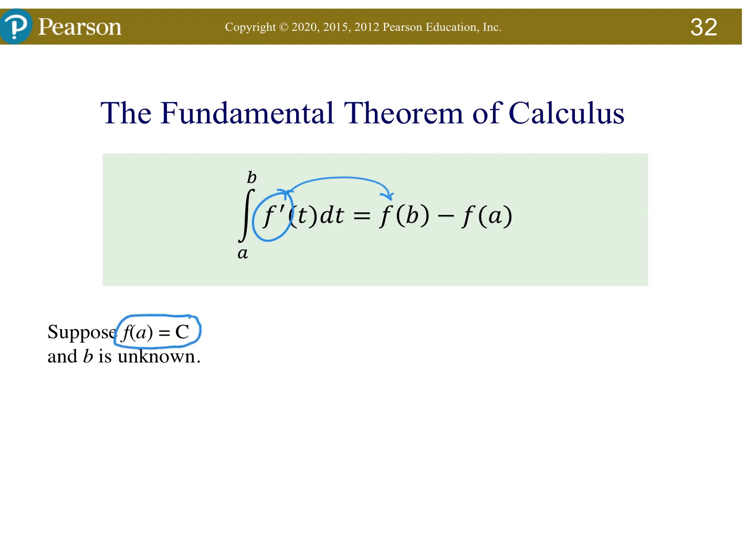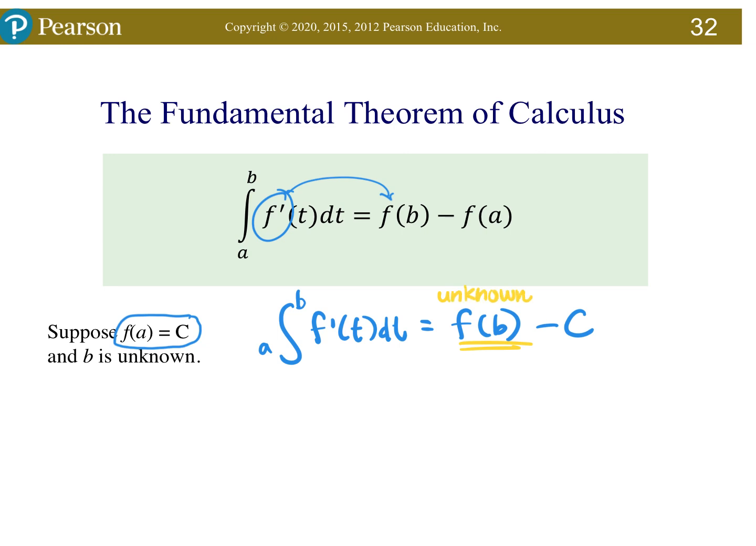that your f of a actually turns out to be a constant. Suppose that your f of a turns out to be a constant. So that's going to make this problem look like this. It's going to say the integral from a to b of f prime of t dt is f of b minus a constant. It should say f of b, not just b right there. It should say f of b is unknown. Okay, so here is the unknown.